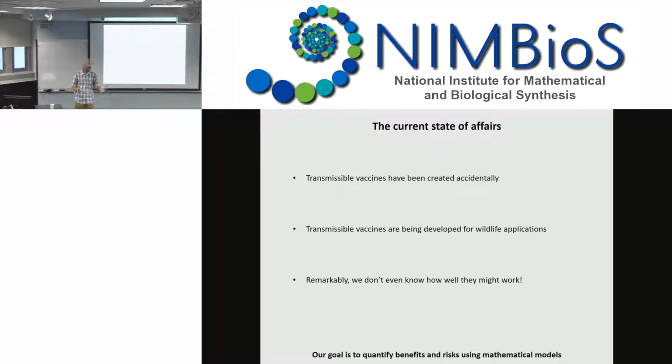The other thing we don't really understand or know how to manage yet is the potential for evolution in these transmissible vaccines. So what I want to do today is tell you about work we've been doing in my lab, trying to develop at least the sort of start, the very beginnings of a mathematical theory for understanding, for quantifying the potential benefits of a transmissible vaccine and also the consequences of evolution and how those might be managed.